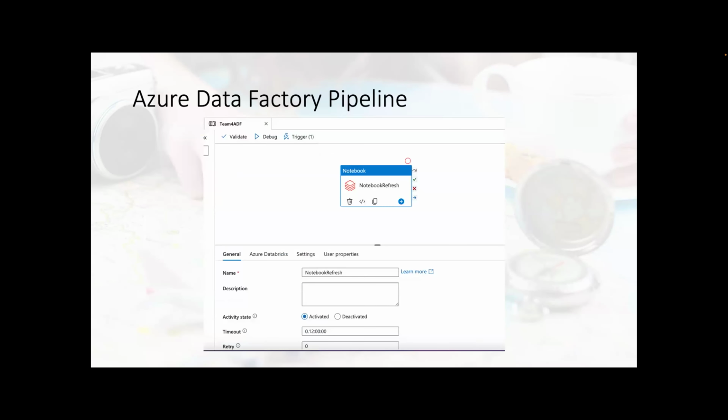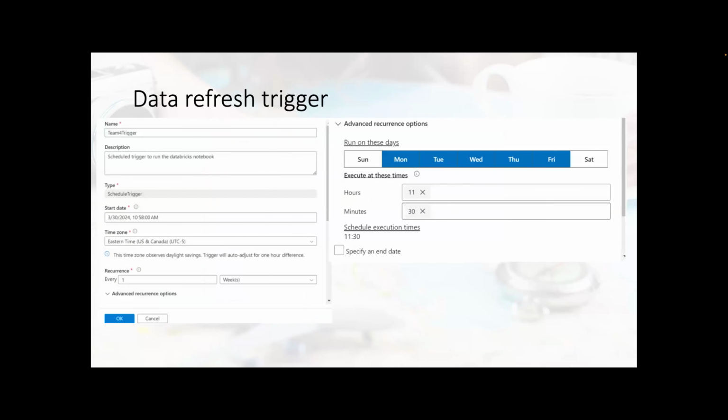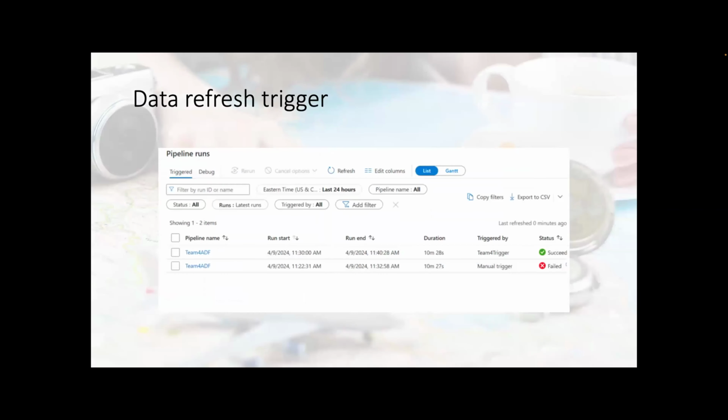Moving ahead. We use Azure Data Factory to schedule a refresh for this notebook. This data refresh is scheduled to run on weekdays, and it starts at 11:30 a.m. You can see the ADF pipeline on the 9th of April was triggered, and it started at 11:30 a.m. It took around 10 minutes, and the load of the new data succeeded.